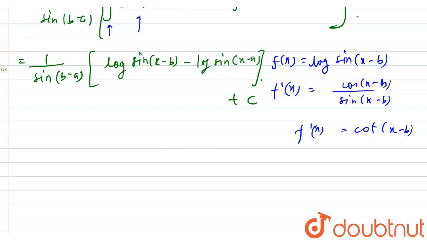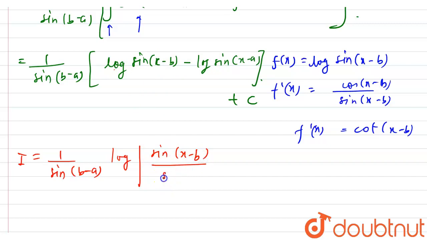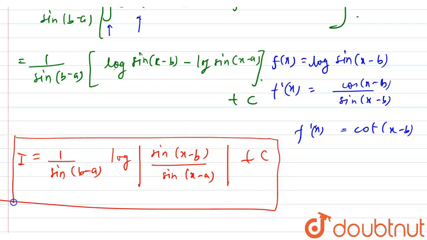Now I'm going to write my final answer, which is nothing but I equals 1 over sin(b − a). If you want, you can write it as cosec(b − a). Okay, so here it will be log |sin(x − b)| minus log |sin(x − a)|. I'm going to apply the log a − log b property, which is log a over b. So it is log of sin(x − b) over sin(x − a), plus c. And this is the final answer for my given question.